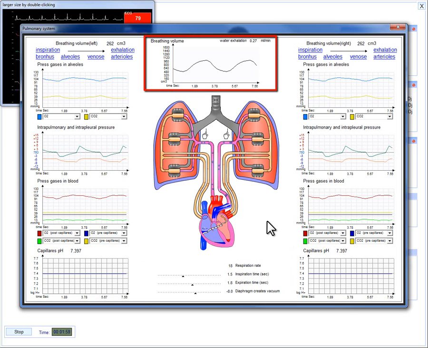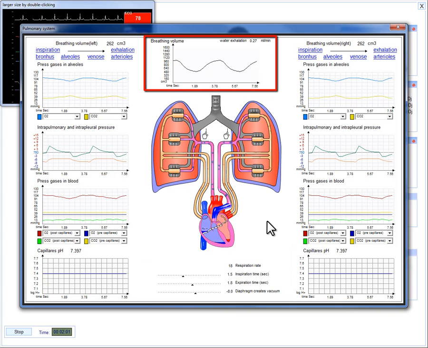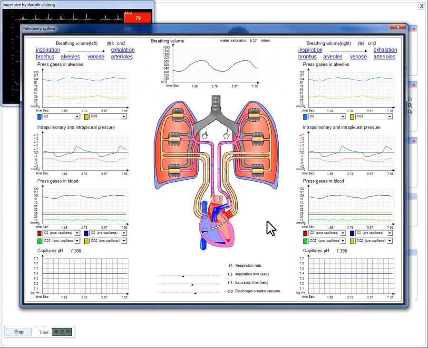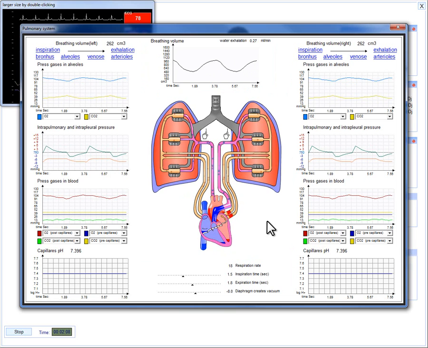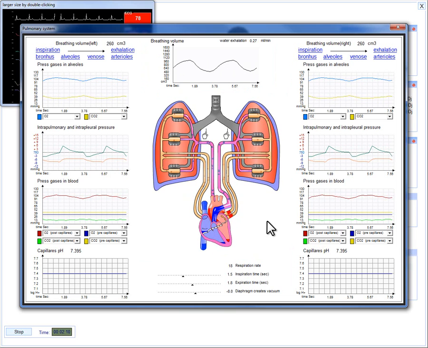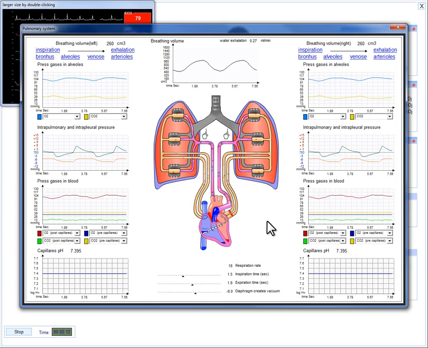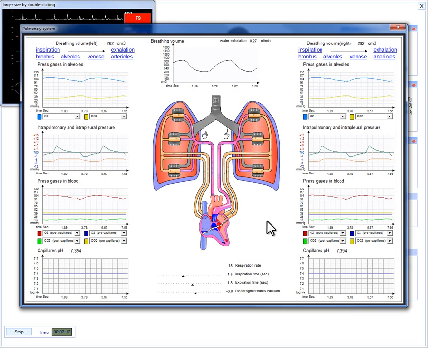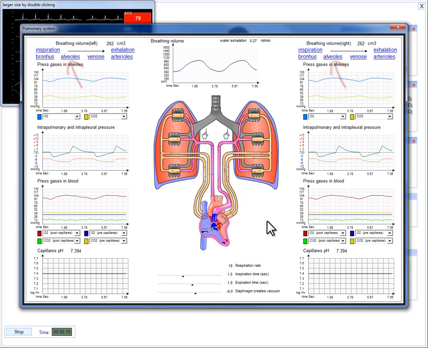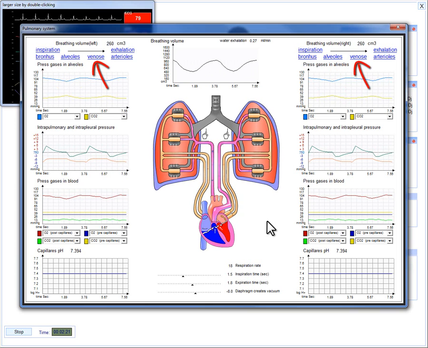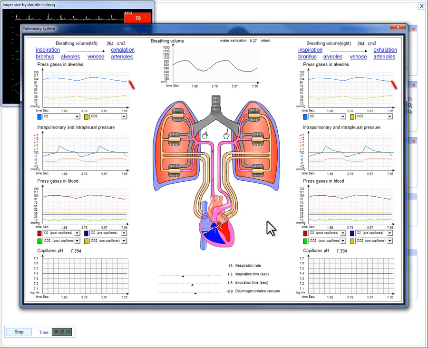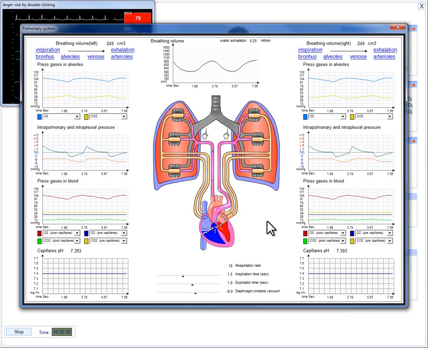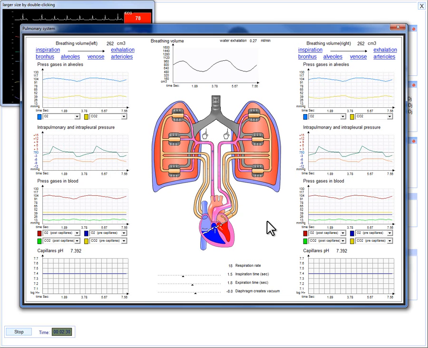In the top center of the screen, over the image of the lungs, one can see a graph of variations in the respiratory volume. One can trace the composition of gases in the entire inhale-exhale chain: bronchi, alveoli, veins, and arterioles. To do this, left-click on the appropriate icon on the image of the lungs, highlighted in blue.